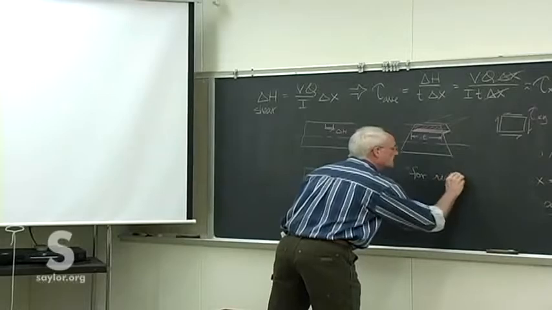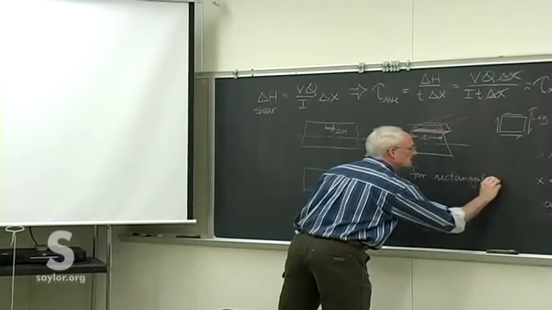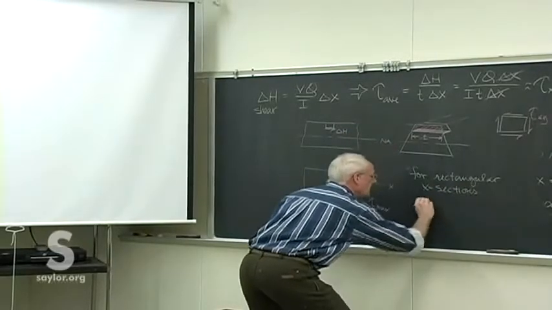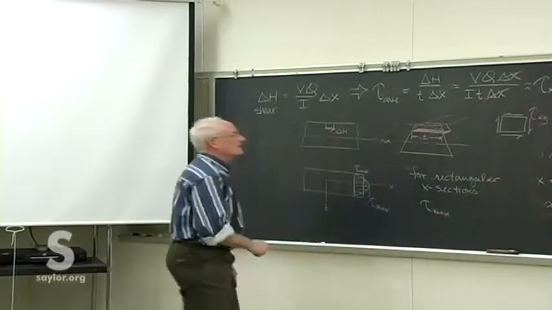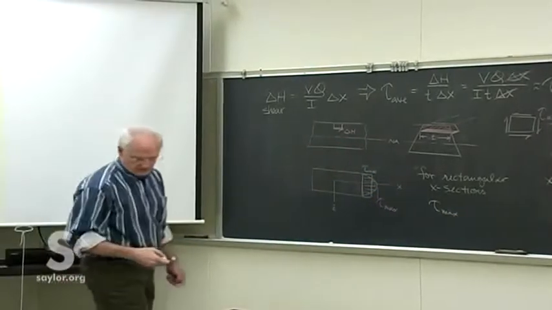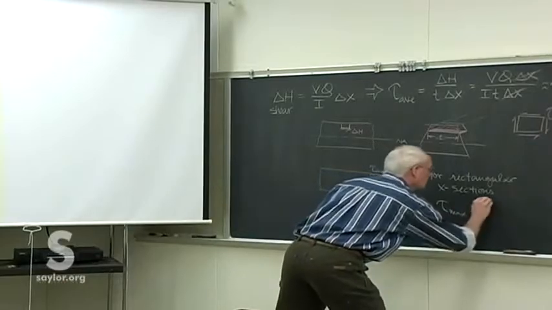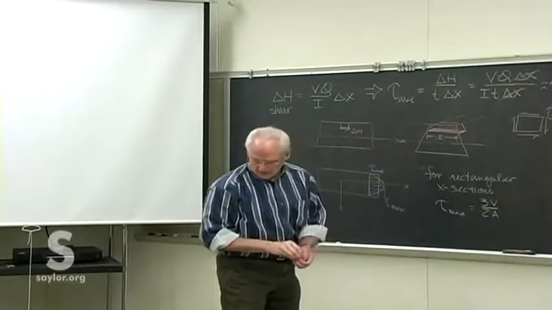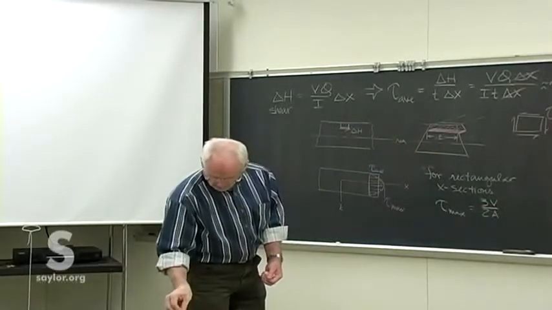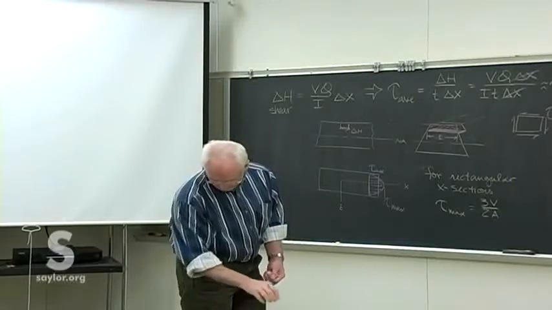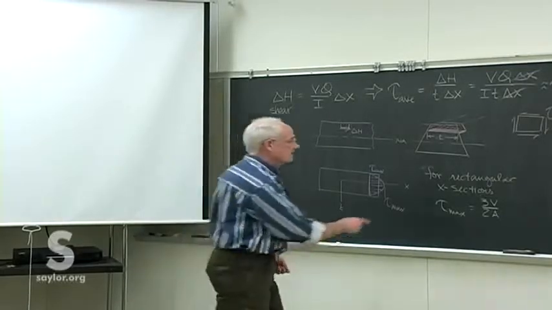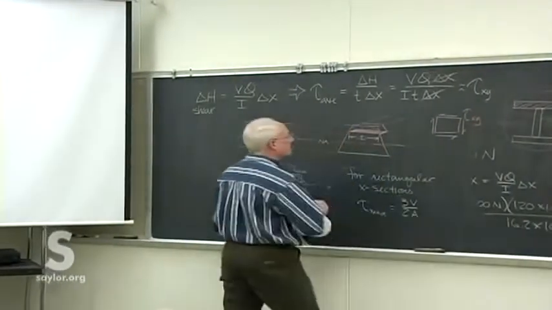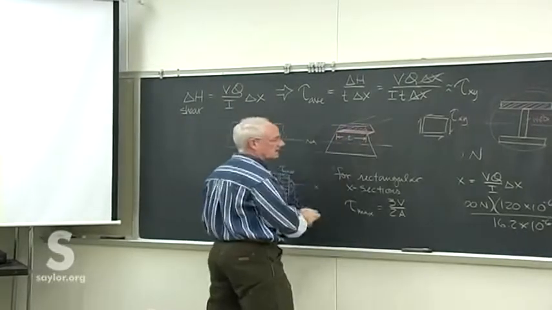And for rectangular cross sections, the book shows that maximum shear stress. For non-rectangular it's a little different, but it comes out very easy for nice rectangular cross sections. And that, by the way, that A is the cross-sectional area of the entire piece.